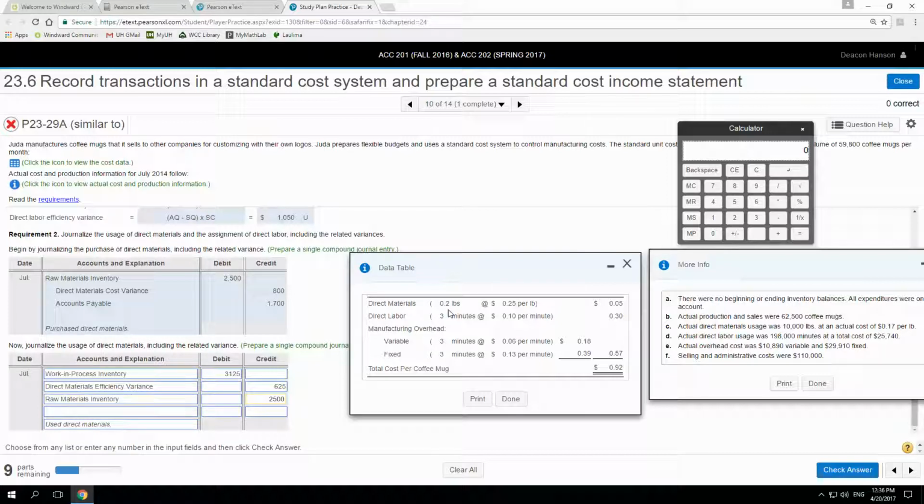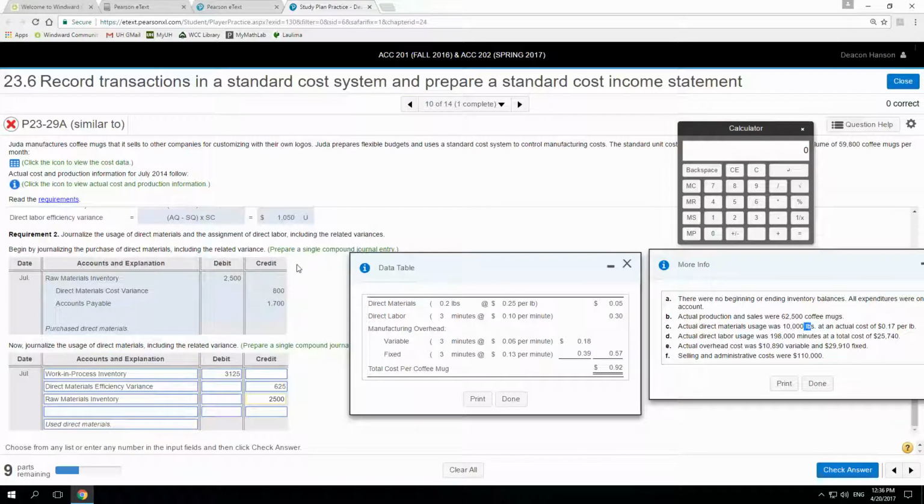The standard is 0.2 pounds per mug times 62,500 mugs times 25 cents. Okay, 3,125. You could just take 5 cents times the number of mugs. They already extended that value out for you here, 5 cents, but to show you the long way. And then for the actual, which is what's actually being moved out of raw materials, I just took the 10,000 pounds times the standard cost of 25 cents per pound.